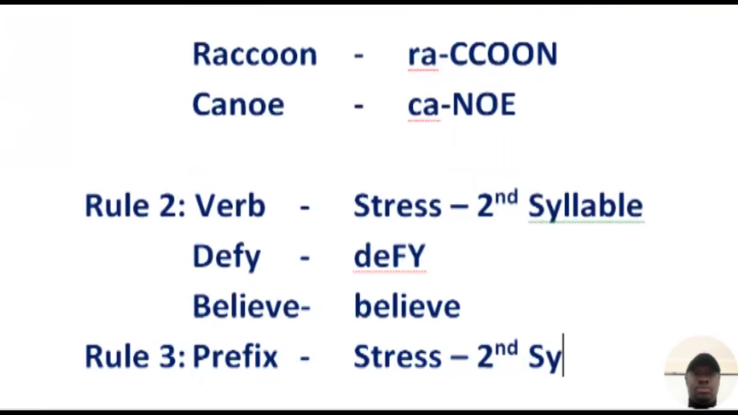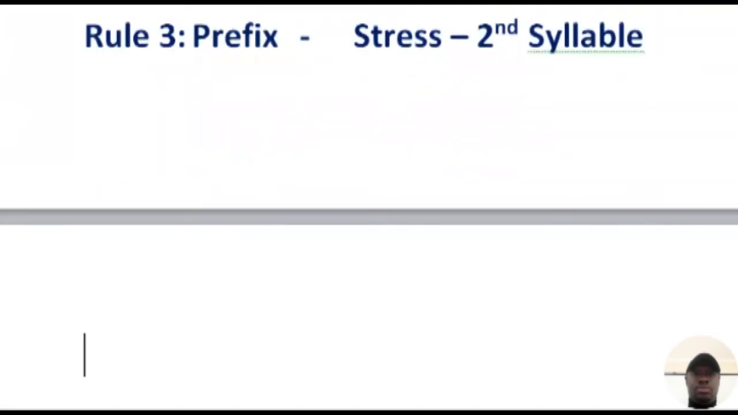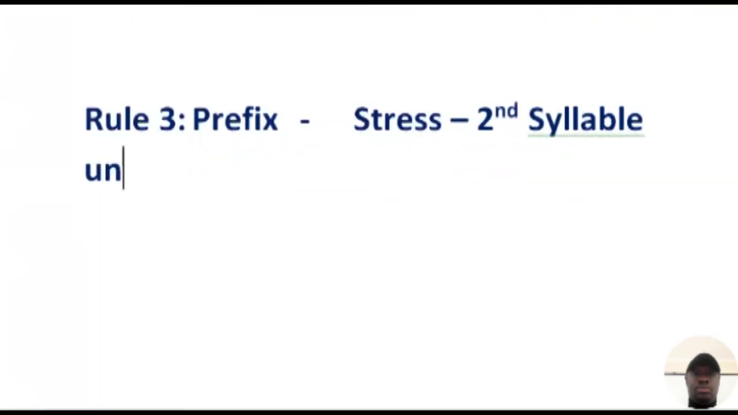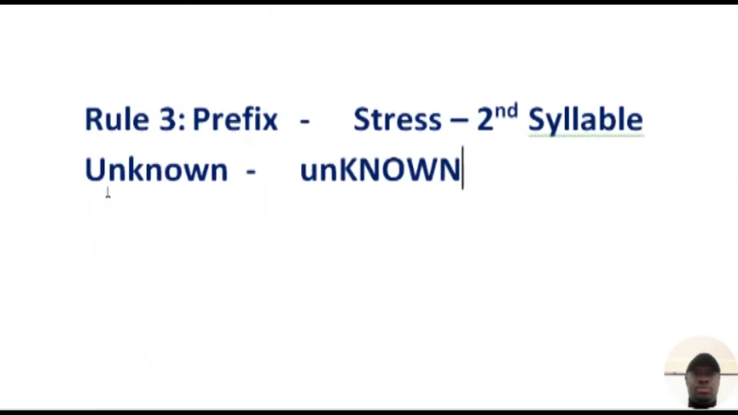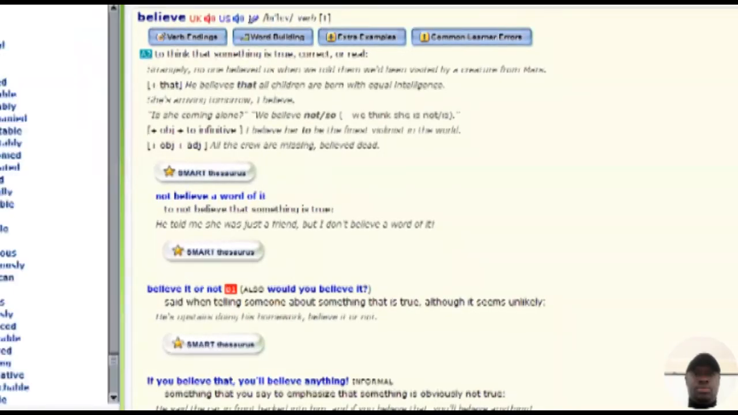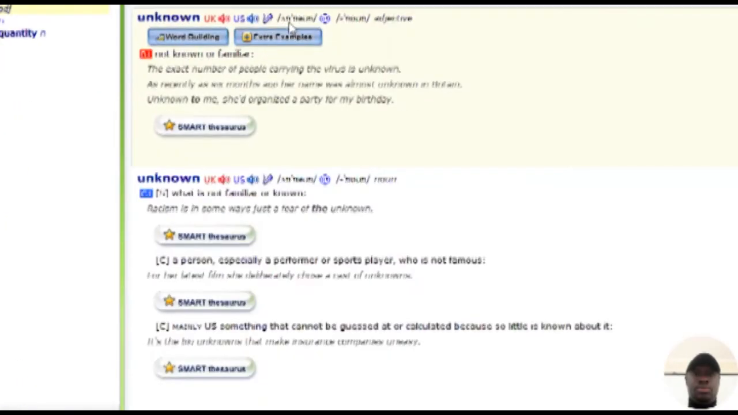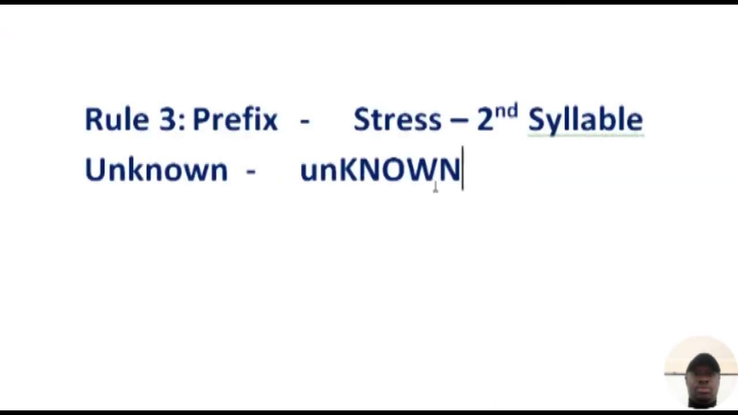Okay? For example, unknown. What is the prefix here, please? Un. Good. So the un will never be stressed. So the stress will not be on the where? Known. So let's confirm. Can you see it now? Unknown. Yes. So the prefix is never stressed.